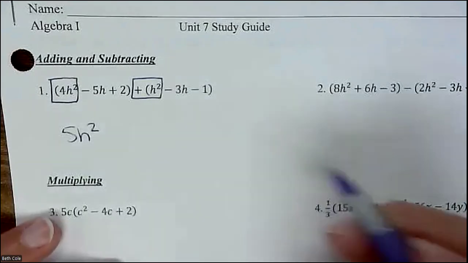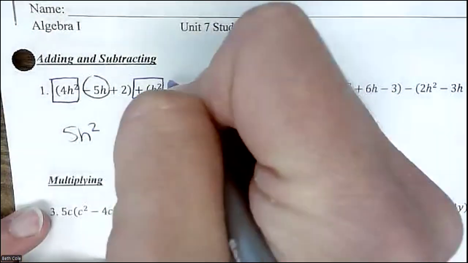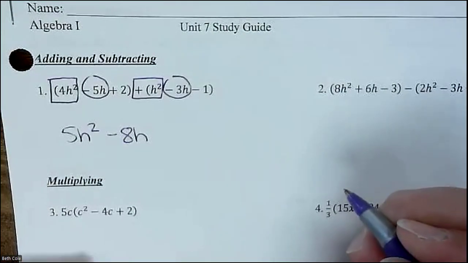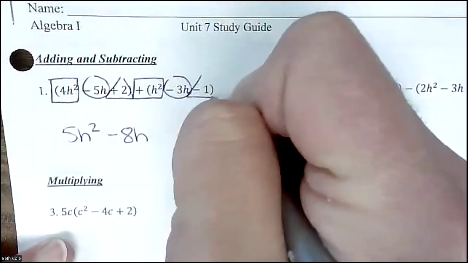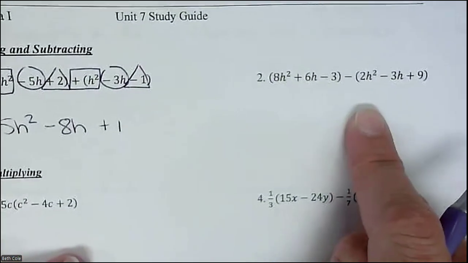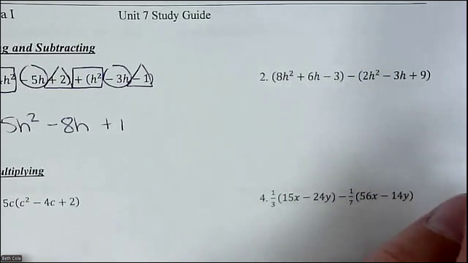You're just adding things together. All right. Then you have negative 5h and negative 3h. Very good. And then you have 2 minus 1, which is 1. Cool? Yeah. This one, is it adding or subtracting?